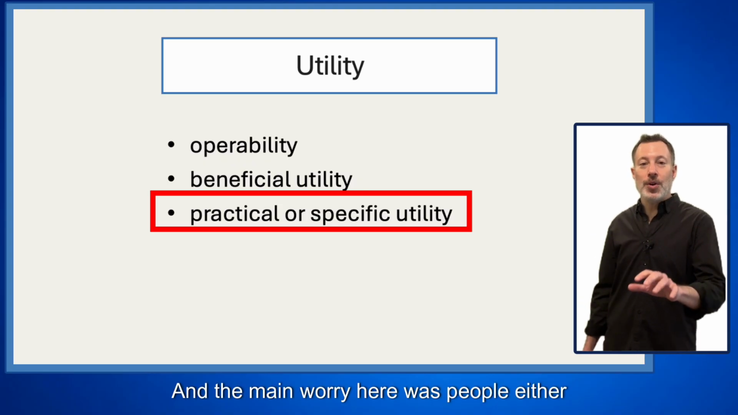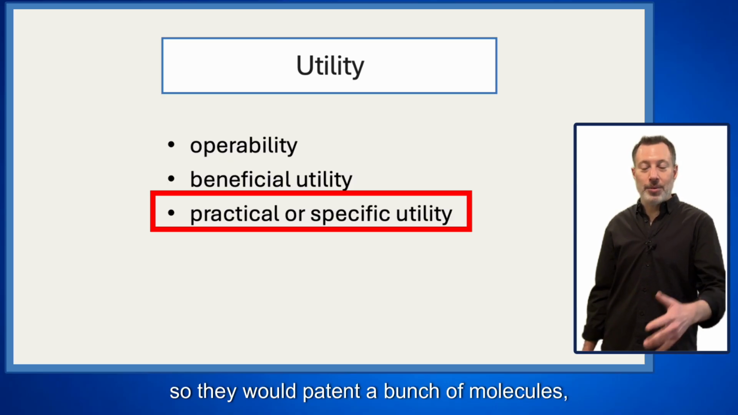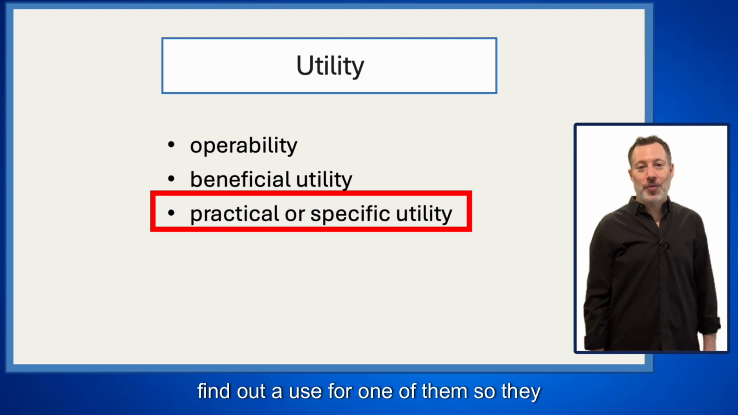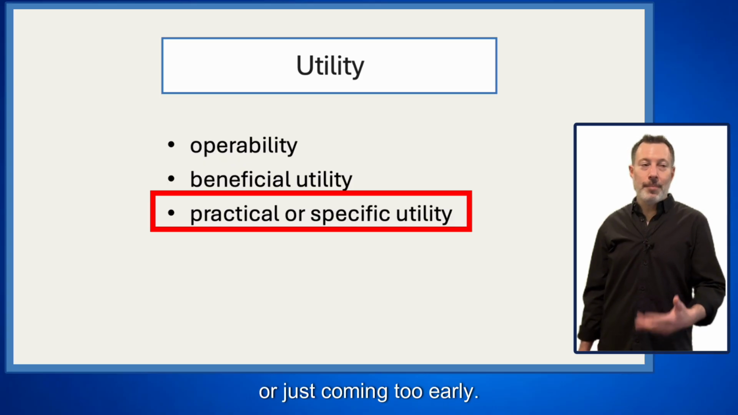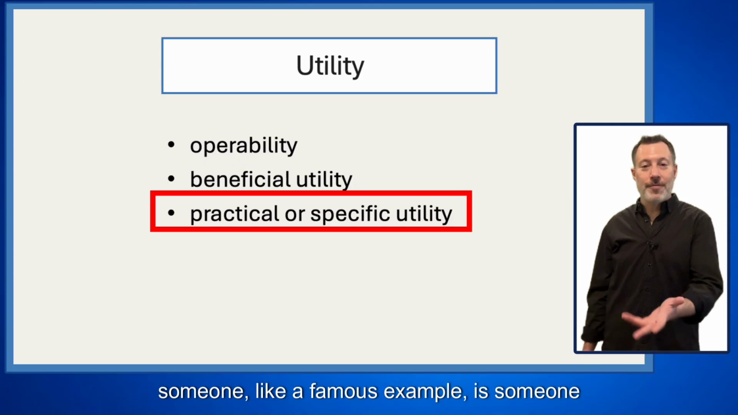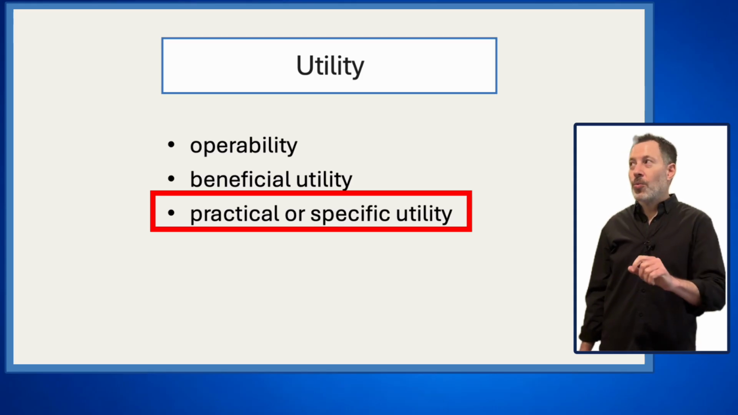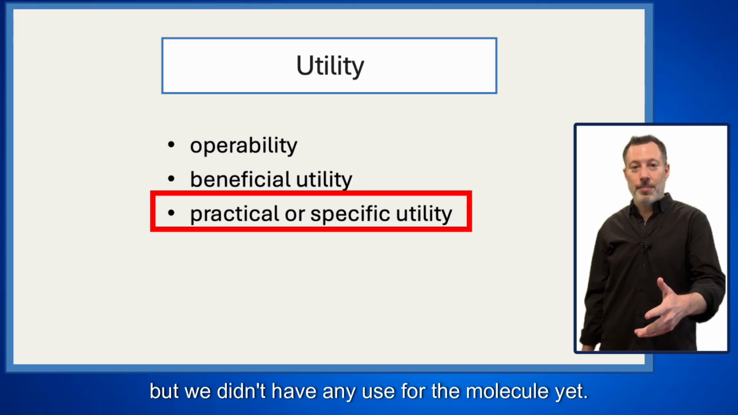And the main worry here was people either warehousing. So they would patent a bunch of molecules, not know what any of them do, and hope that someday you find out a use for one of them so they could sue you. Warehousing, or just coming too early. There are a handful of cases where someone, like a famous example, made a method to produce a molecule, and it was a really cool method.